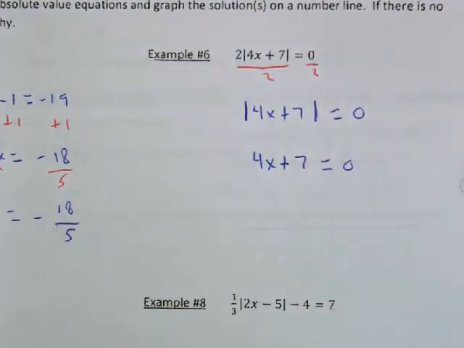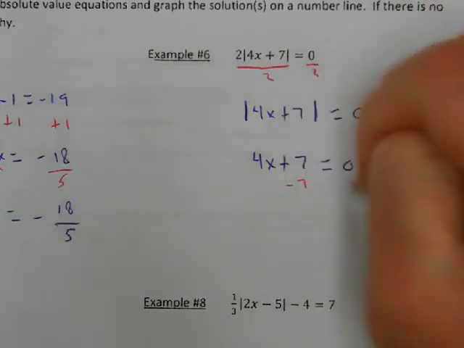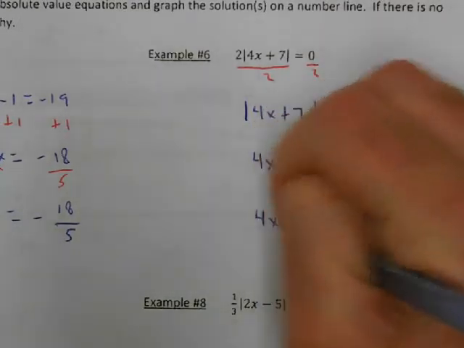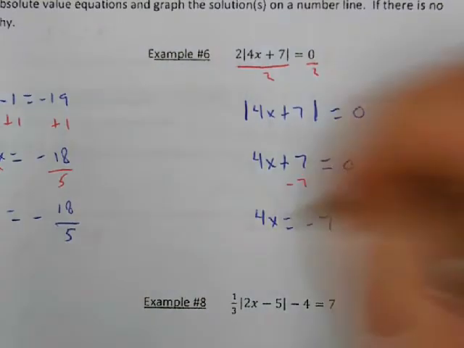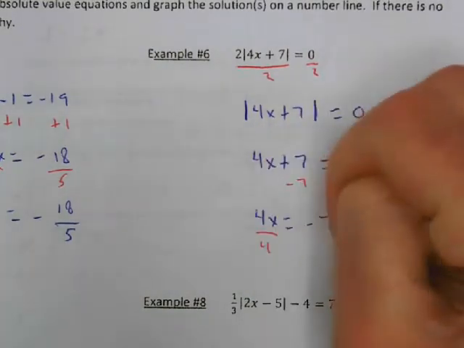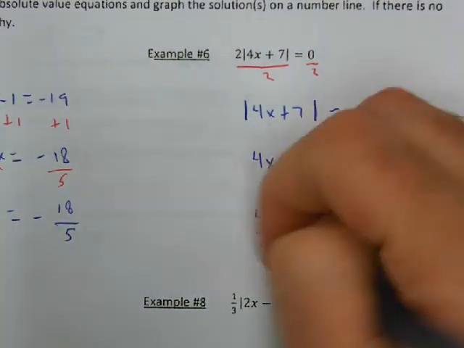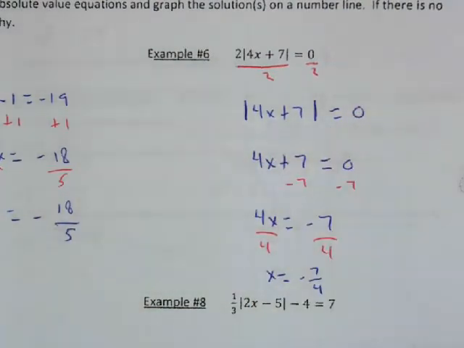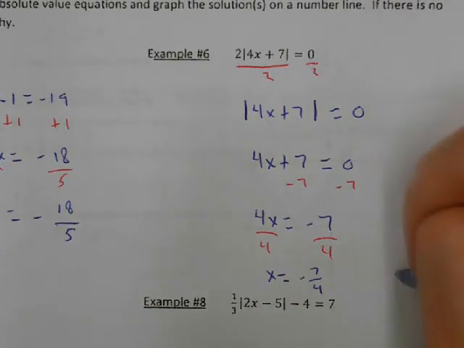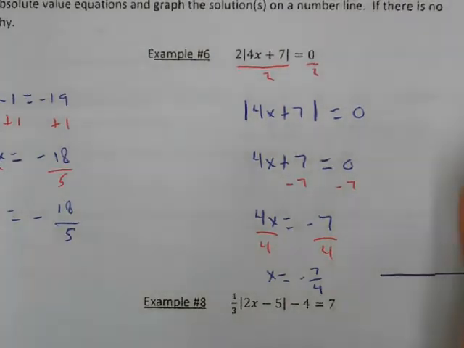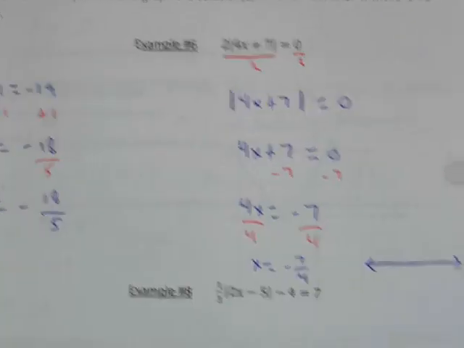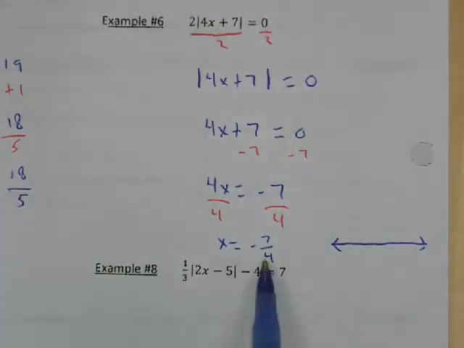Okay, so then to solve that, we want to subtract 7, which gives us 4x equals negative 7, and then divide both sides by 4. And we get x equals negative 7 over 4. Okay, and then we want to put that on a number line. We'll squeeze it in over here. Here's my number line. And then what's the only point that I really need on that number line? Well, negative 7 over 4.